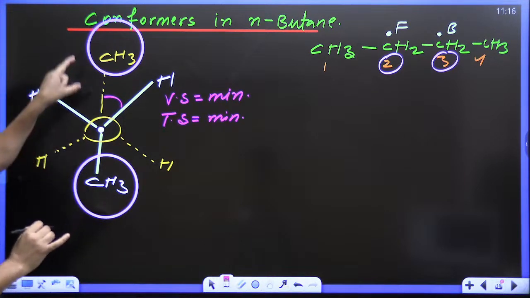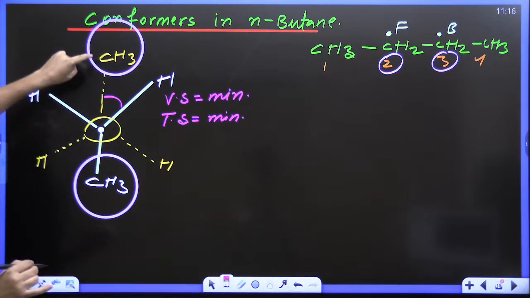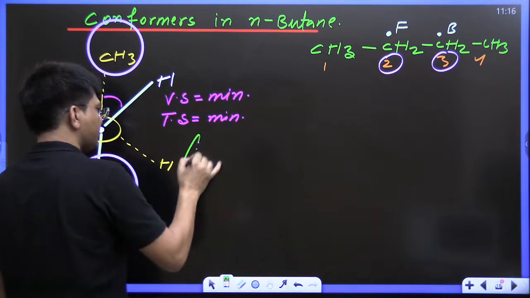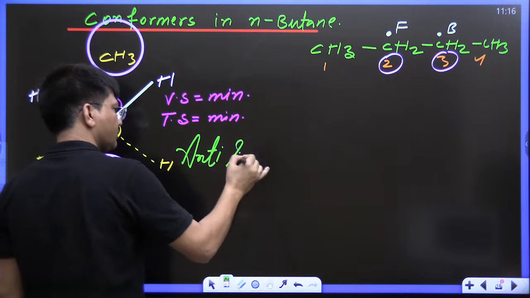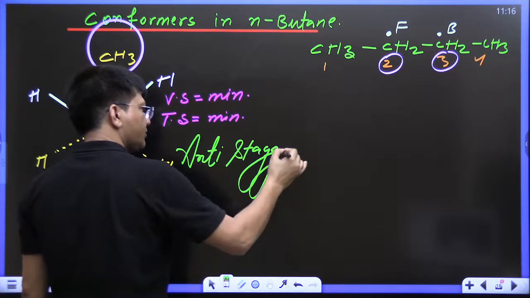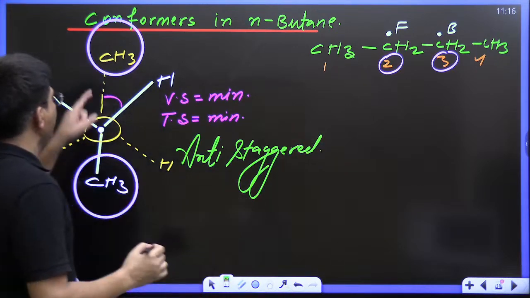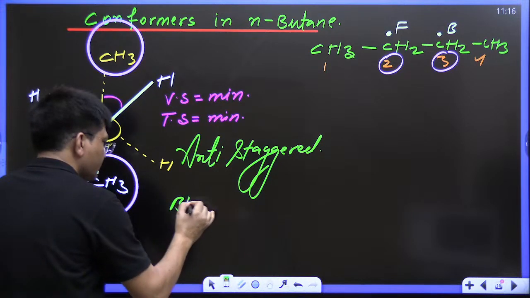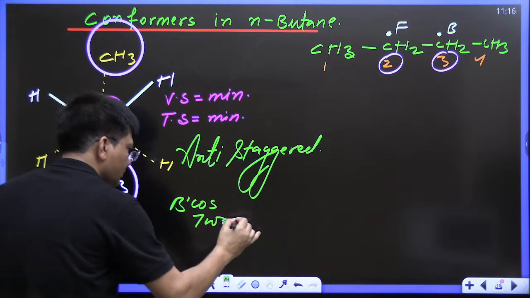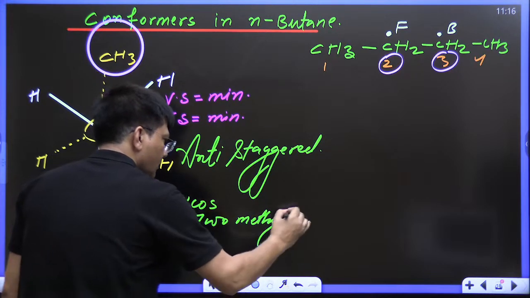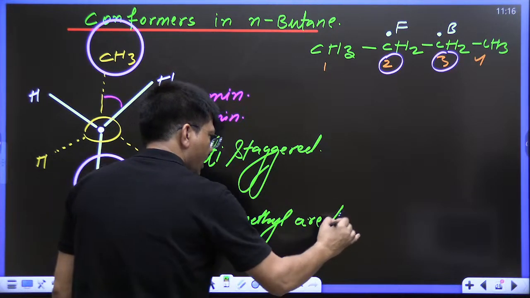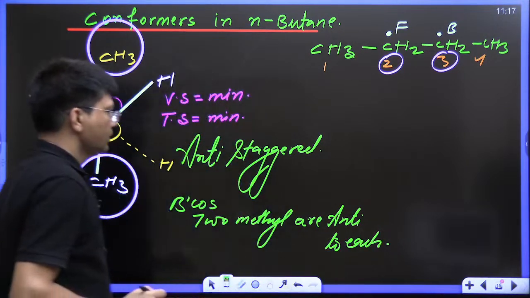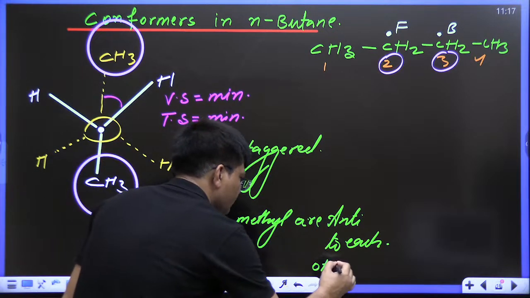So we will say this is the staggered form and these two methyls are anti to each other. So this is the anti-staggered form, right? Why anti-staggered? Because the two methyls are just opposite, anti to each other. Is everyone able to understand?